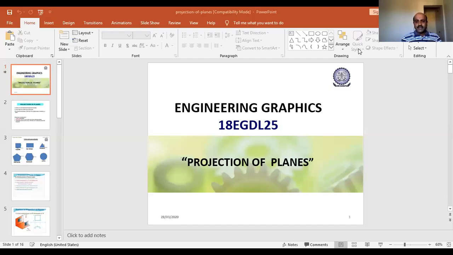The projection of straight lines, but I thought we'll start with the projection of planes today, and I will come back to the projection of straight lines once we start the classes. So today we start with the projection of plane surfaces.